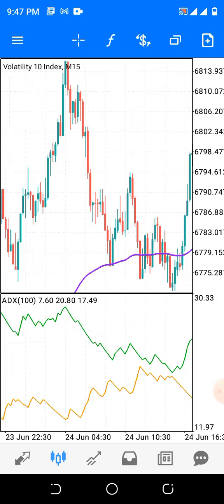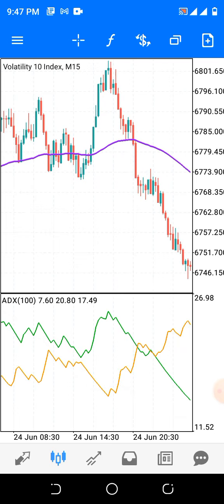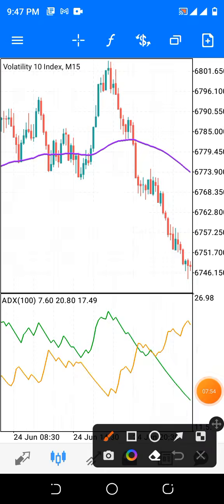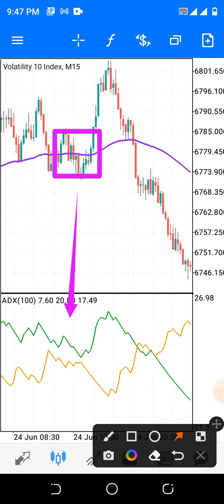Now here is another thing. Look up. I want to show you something. If you watch here, there is a crossing here, but if you watch down, is there any crossing? There is no crossing. So that is a false signal.